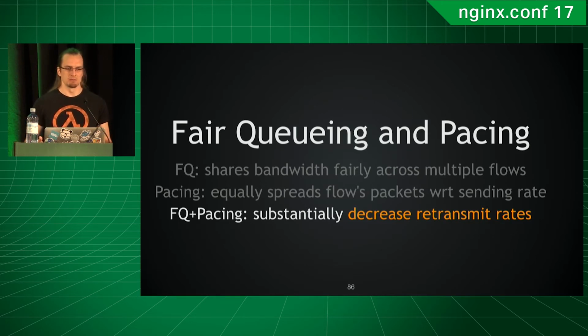This is a requirement for BBR, but you can still use it with Cubic, for example, or any other congestion control protocol. So it greatly decreases retransmit rates. We've observed minus 15, 20, 25%, which improves performance. So just enable it. Again, free performance.